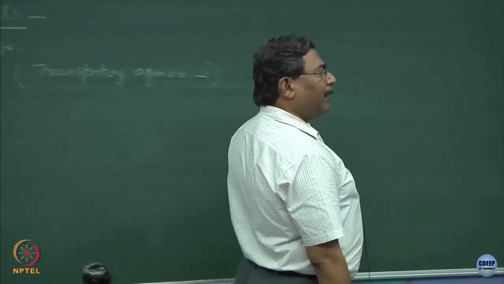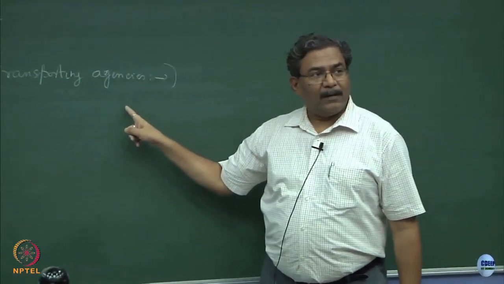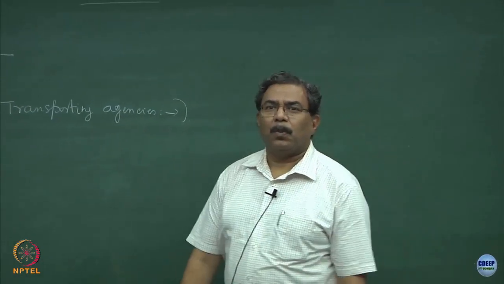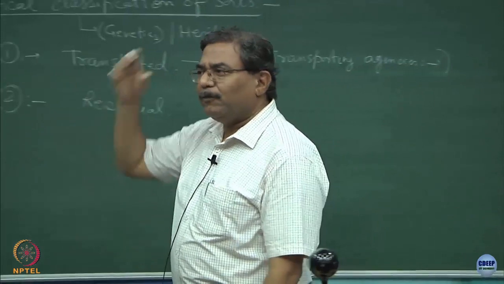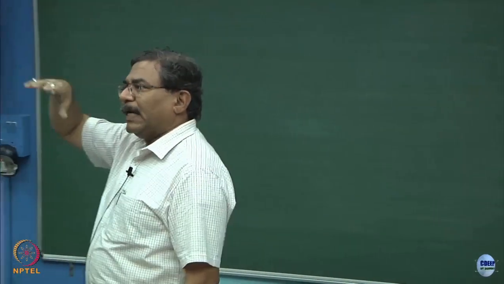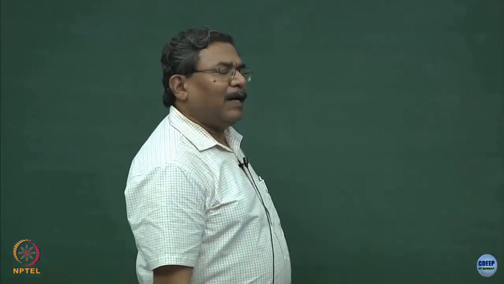Now, if you look at the attributes of these materials which have been transported, attribute means let's say color and shape. How many have been to the Gangetic plain? Brahmaputra river or say Ganges or Yamuna and all those. So, why am I asking like this?